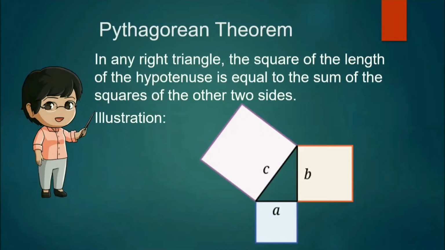In any right triangle, the square of the length of the hypotenuse is equal to the sum of the squares of the lengths of the other two sides. So here is the geometric representation of the Pythagorean theorem.